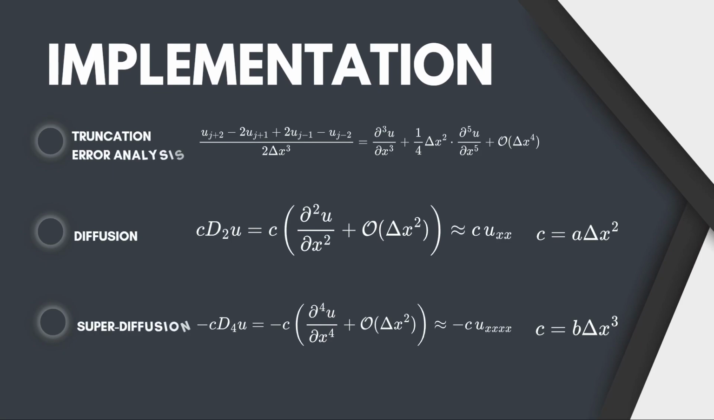To fix this, we need to add a stabilization term. We performed a truncation error analysis and found that the leading error of our scheme is of order delta x squared. This is crucial because any artificial viscosity we add must scale with this leading error, or smaller. Otherwise, we would degrade the accuracy of the solution. We propose two methods. Method A using standard diffusion and method B with superdiffusion scaling with minus u x x x x.